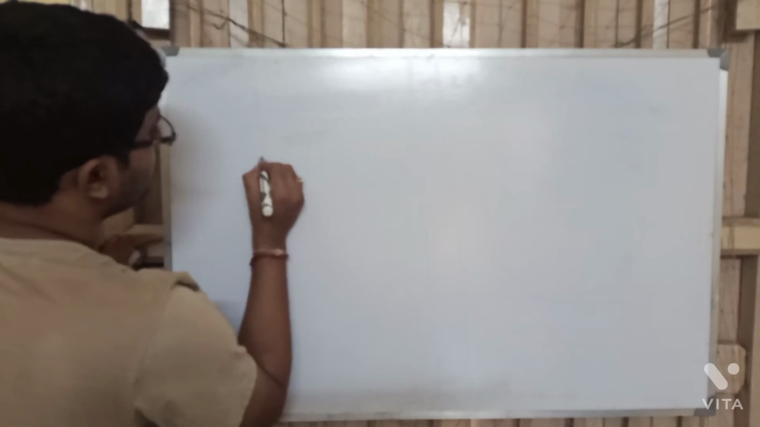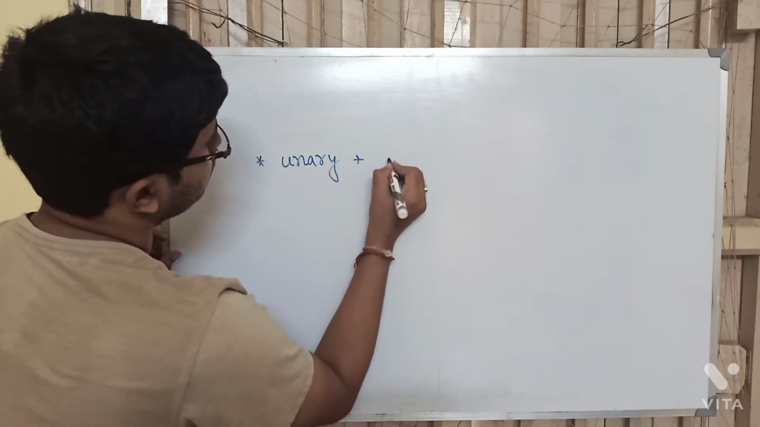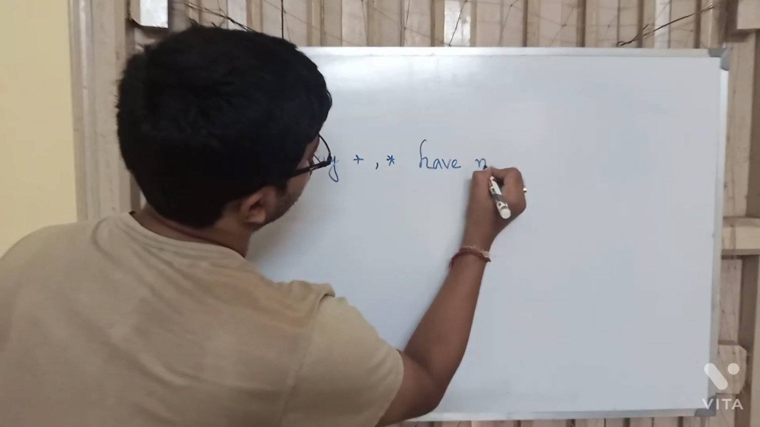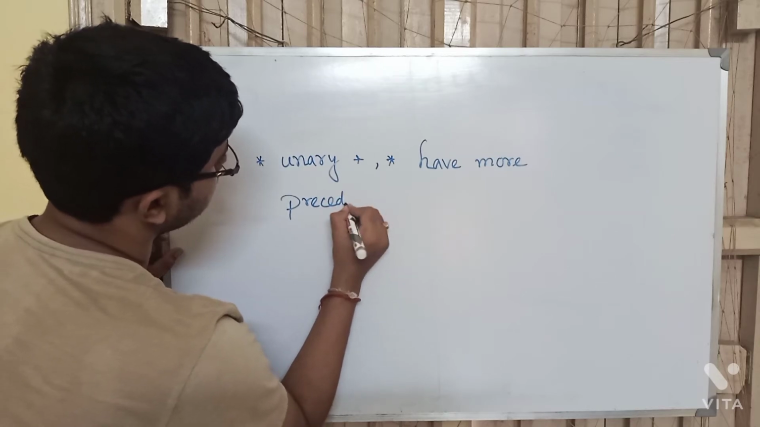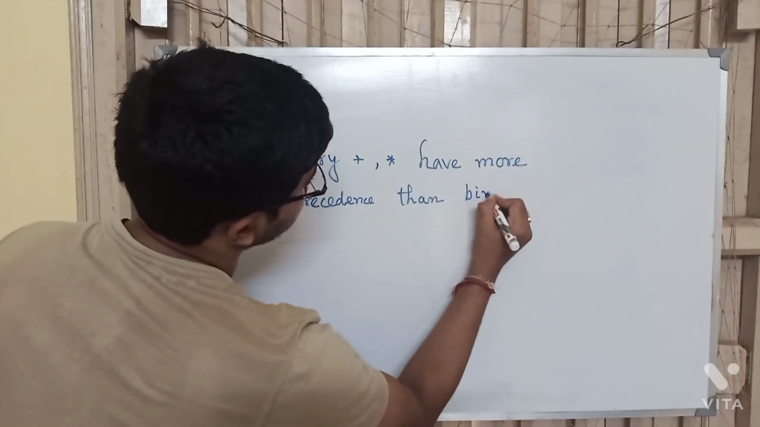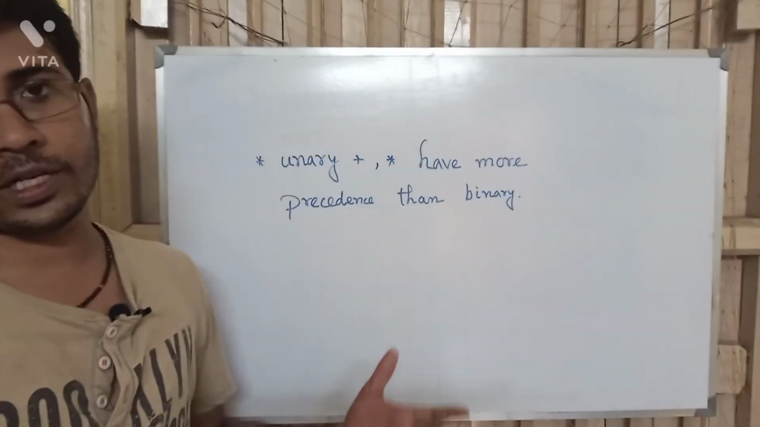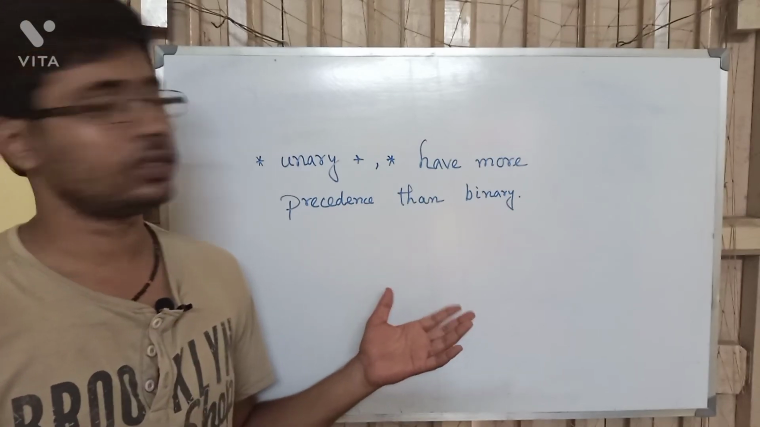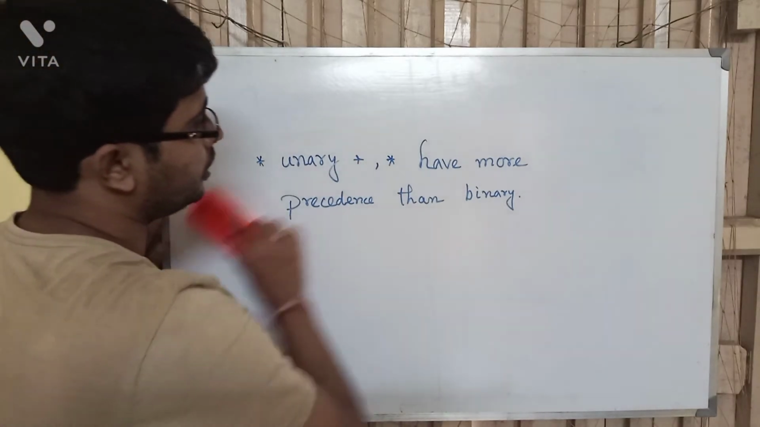The point is: unary plus and star have more precedence than binary ones. Unary plus operator, star operator is there. Actually, the star operator is used for pointers, and that has higher precedence than this. So this needs to be remembered. Please make a note of it.